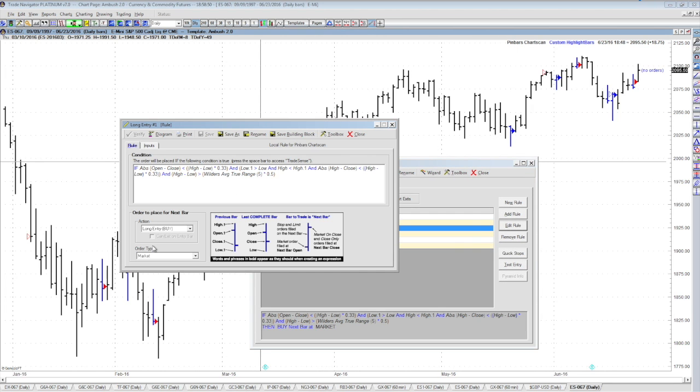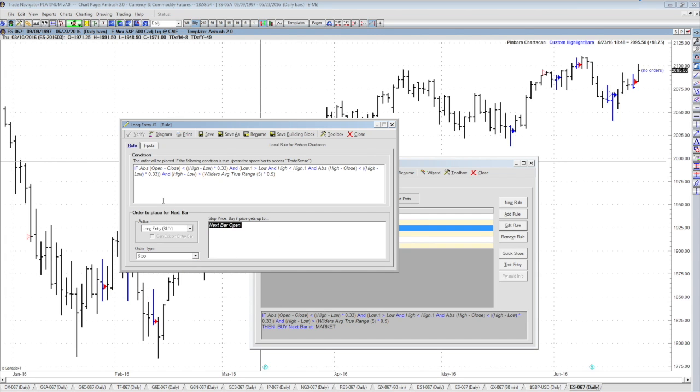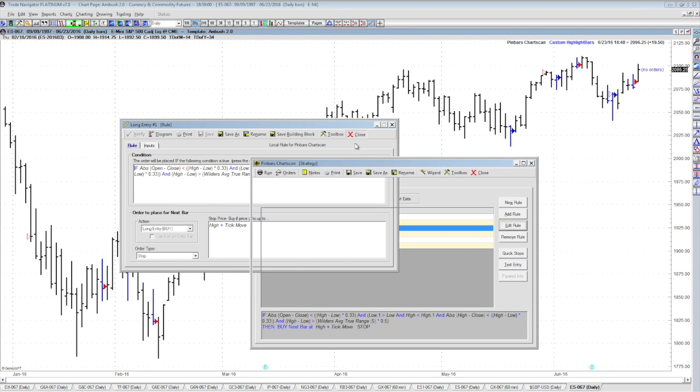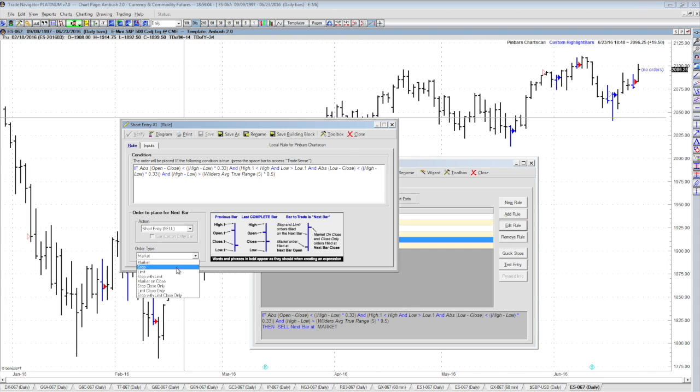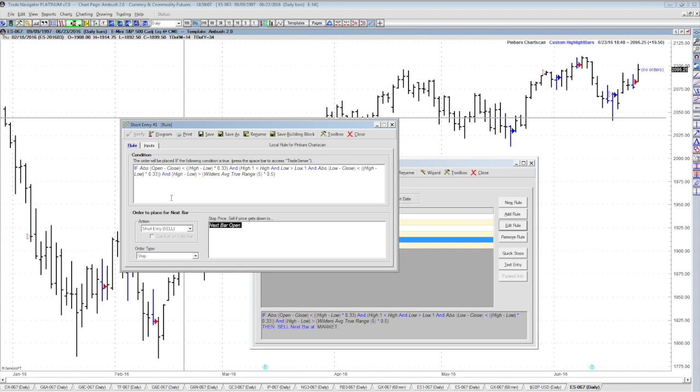So let's modify the entry here and say, okay, instead of going in at the market, we now want to go long at the high plus 1 tick of the current price bar. And we want to go short with a stop market below.